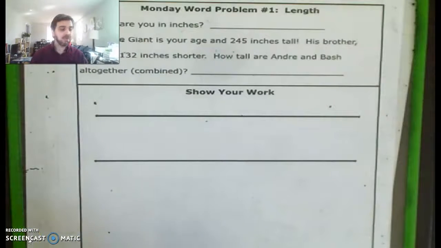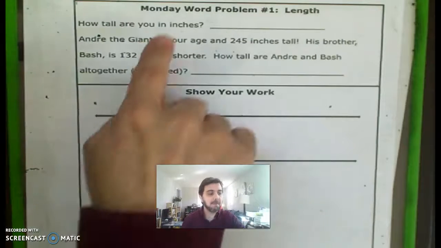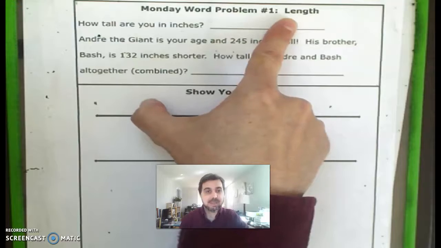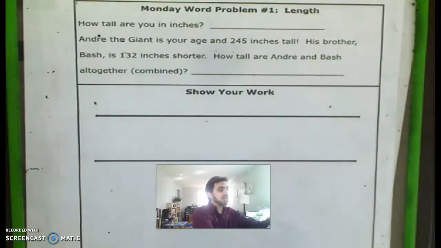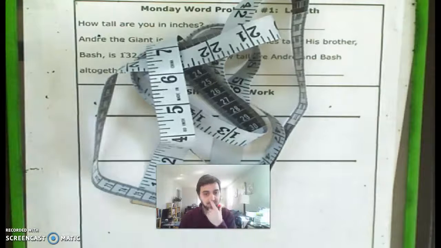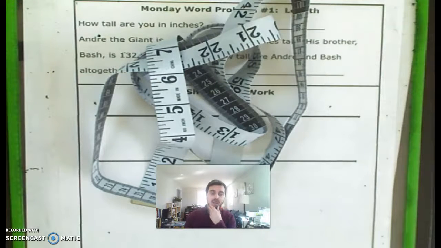For today, let's get to your math. In your math packet, please take out your Monday word problem number 1. It says length. You need this, and you should have a tape measure, something like this, with your math material. So take those two things out. I'll use my hand signals. I'll say, stop the video. Get the things you need, and then come on back. All right, so do that now, and I'll see you in a minute.